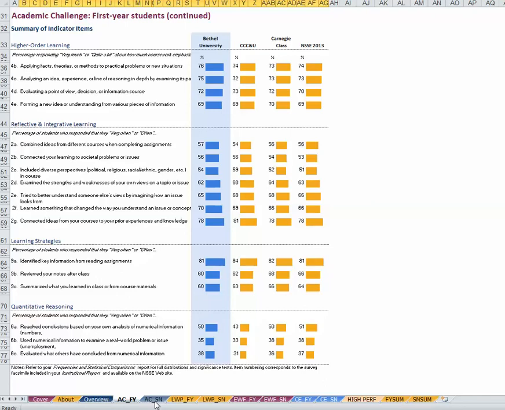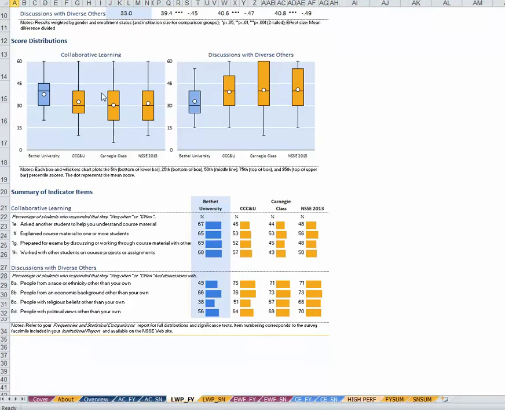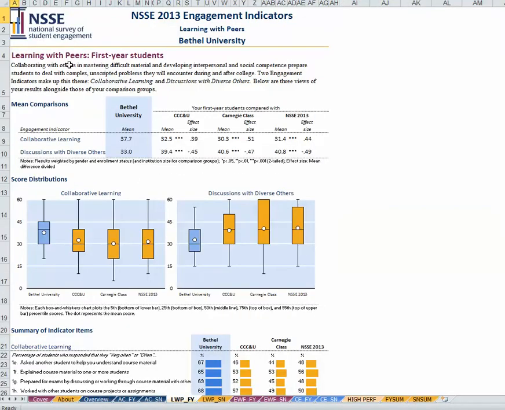And then you'll see down here, that was just for freshmen. We have this for seniors as well. And then, remember, that was just for the academic challenge theme. We have it for the other themes as well, the learning with peers and so forth. So we have it on each of those different tabs down here.